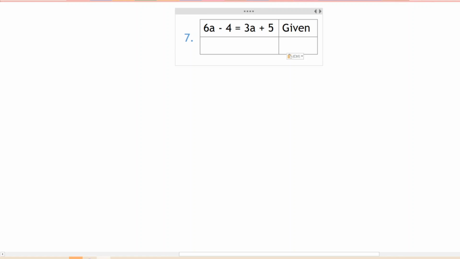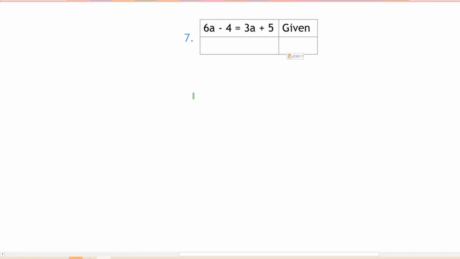I'm looking at this problem, number 7, and on the left side I see linear plus constant, and on the right side I see linear plus constant. So it doesn't look like there's any simplification to do here. So I'm going to start solving right away. Which one is smaller, do you think? Is 6a smaller or is 3a smaller? And in this case, 3a is smaller.